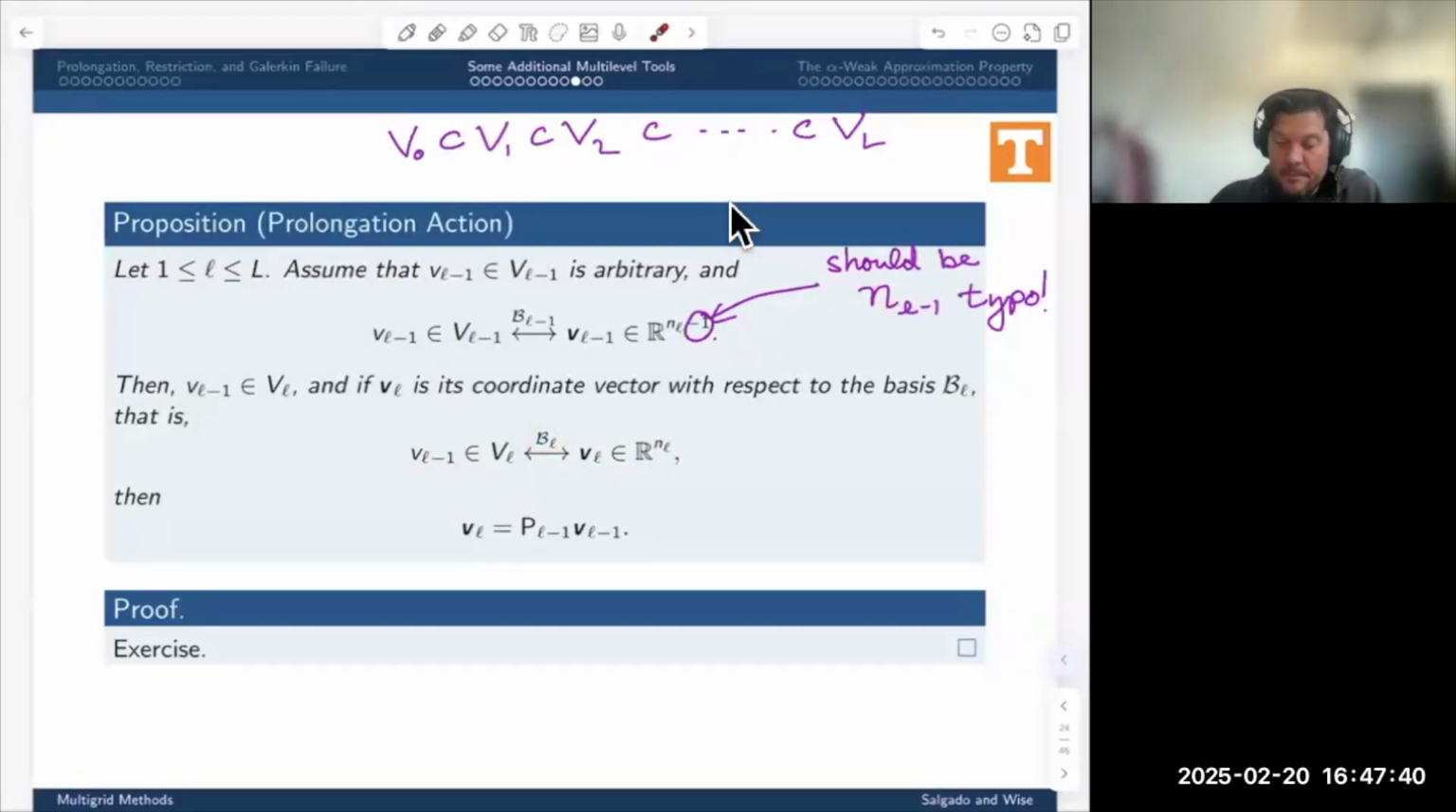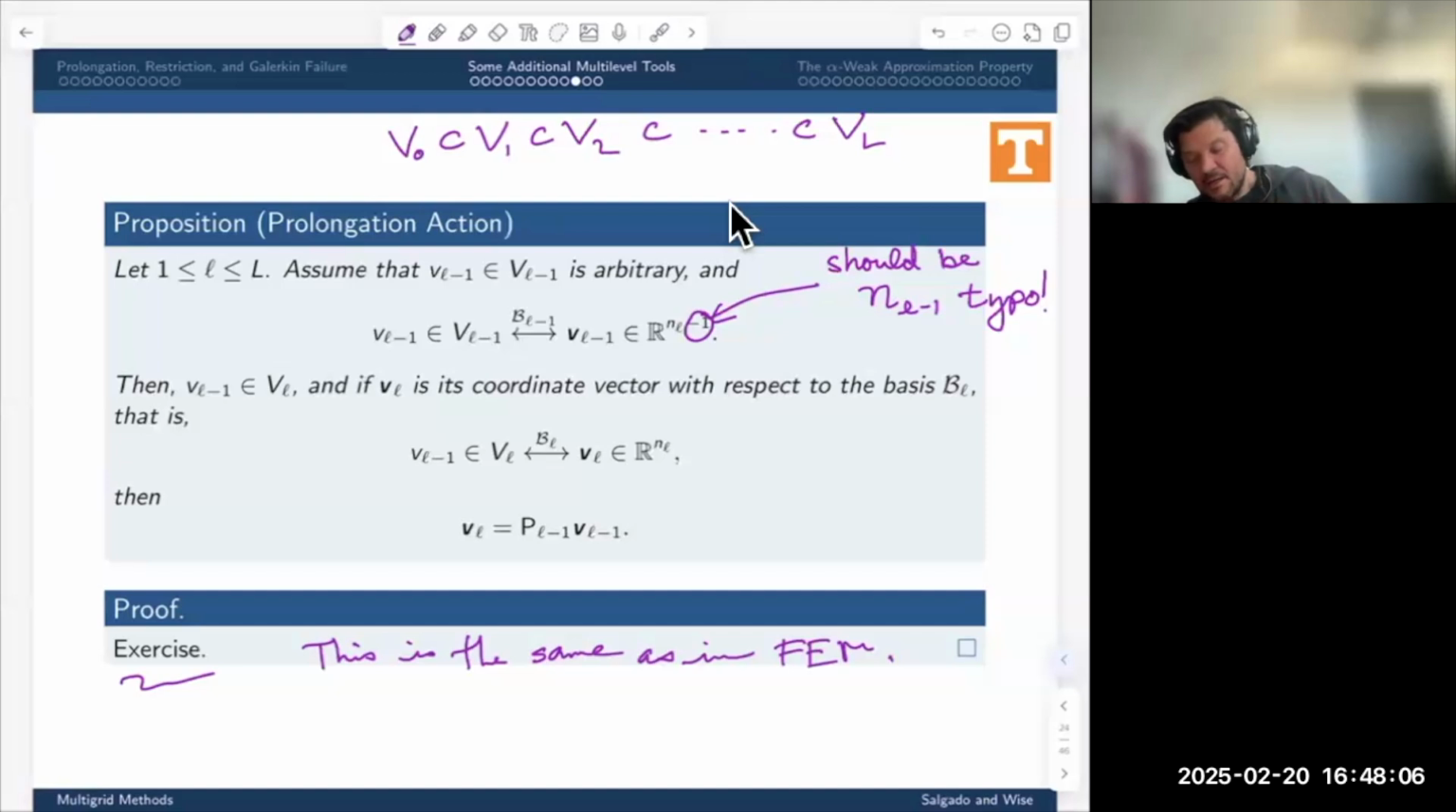The key to proving this, I'm leaving it as an exercise, is the same as in the finite element case from chapter 6. It has the same idea. Because we have this nesting of spaces and the prolongation operation is defined in a certain way in the finite element setting, it just so happens that it's defined in exactly the same analogous way here in the piecewise constant setting, or in other words, the cell-centered setting.